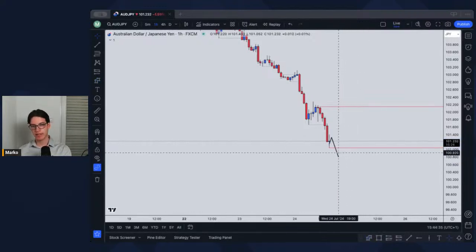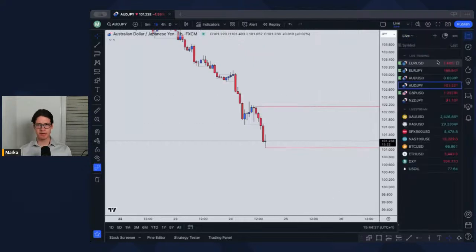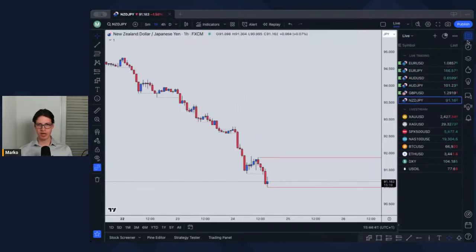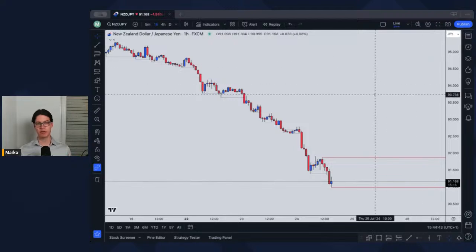So I'm definitely gonna put this pair on the watch list. Looks like every single currency pair is gonna be on the watch list. And I'm gonna switch to the New Zealand Japanese yen, which is looking very similar to the Aussie Japanese yen.